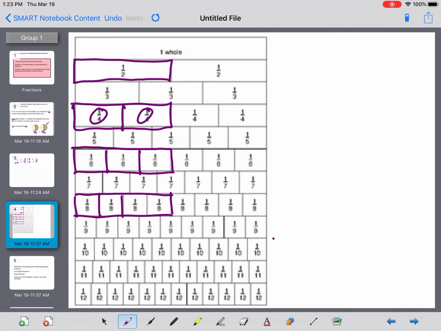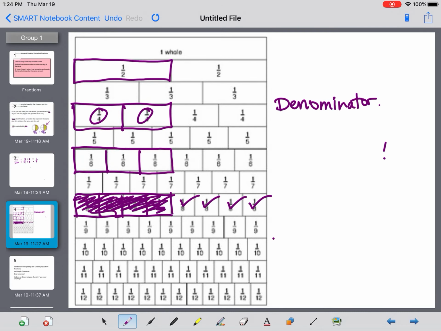4/8. These are eighths. And you can tell that the bottom number, which is also called the denominator, is an 8 in this case, because we have 1, 2, 3, 4, 5, 6, 7, 8 pieces. And the number of pieces that you are looking at, so in this case we're looking at 4 pieces, is the numerator, which is the number that's on the top.